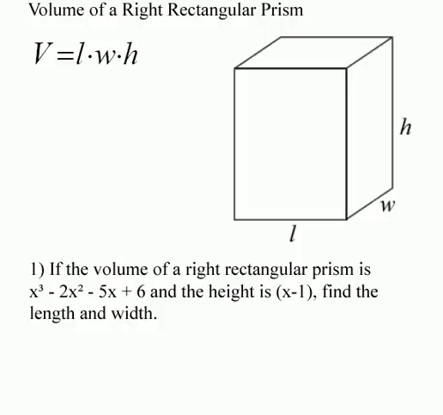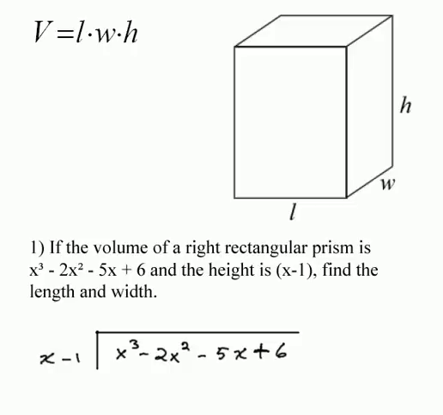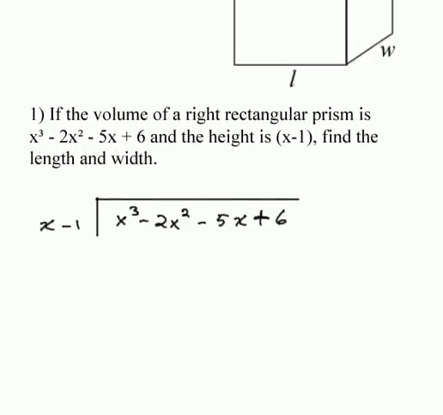And so our strategy for that is long division, and that's how the state's going to test you on long division. So we know one of the dimensions, the height in this particular example, is x minus 1. We will have to divide that into what they told us is the volume, x to the third minus 2x squared minus 5x plus 6, using long division. So now let's focus our attention on the problem at hand now that we have it set up.